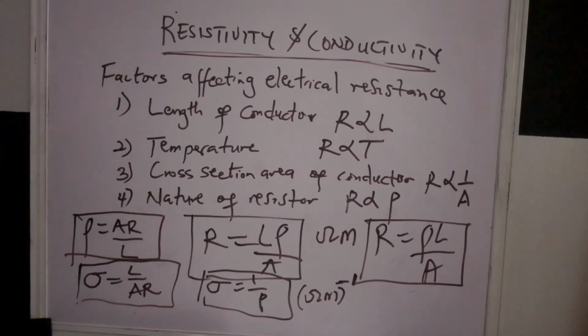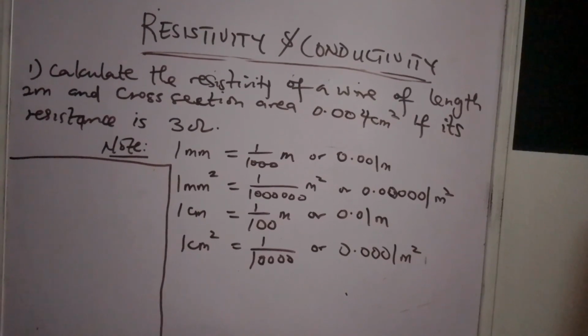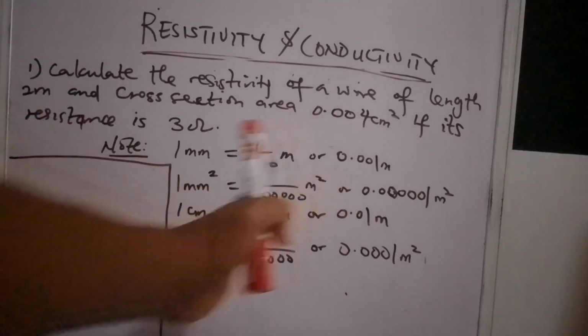So next thing now is calculations. So let's look at example 1. In example 1, calculate the resistivity of a wire of length 2 meter and cross-sectional area of 0.004 centimeter square if its resistance is 3 ohms. Now something you need to understand is we want to pick the parameters from here. So let's pick parameters first before we look at this. So let's leave this aside.